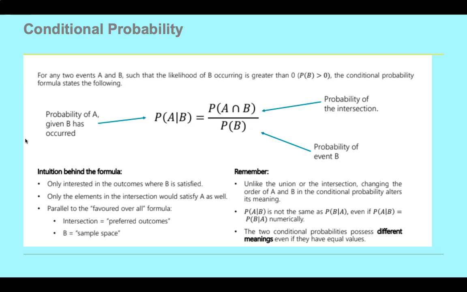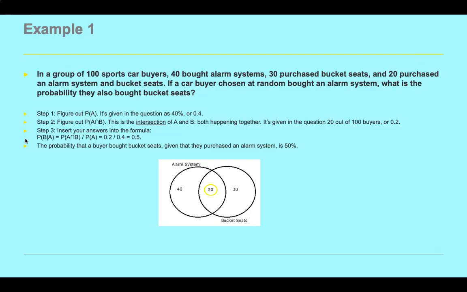So in order to understand conditional probability, let's do one example that gives us a better idea. Let's suppose in a group of 100 sports cars, 40 have an alarm system, 30 have bucket seats, and 20 have both the alarm system and bucket seats. If a car buyer chosen at random bought an alarm system, what is the probability they also bought a bucket seat, right?